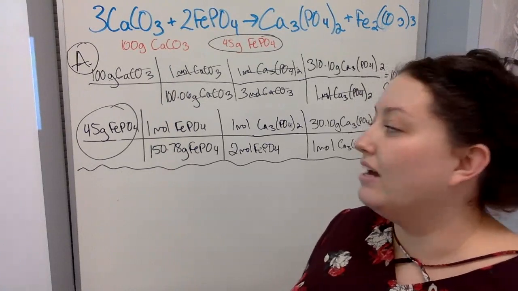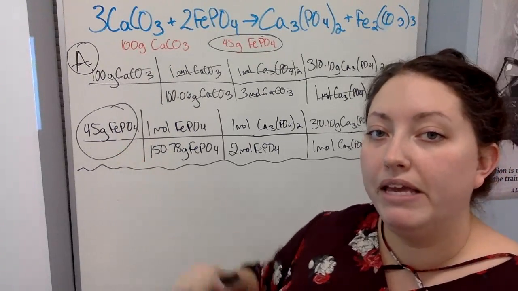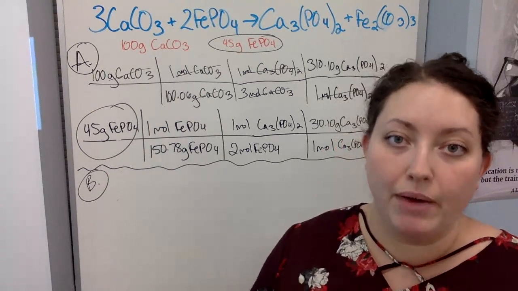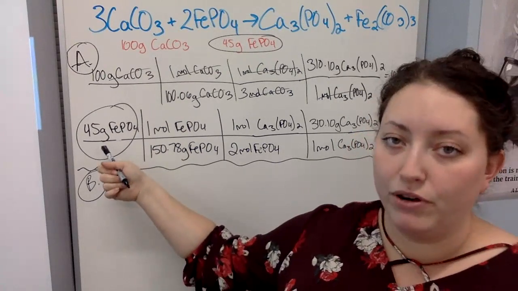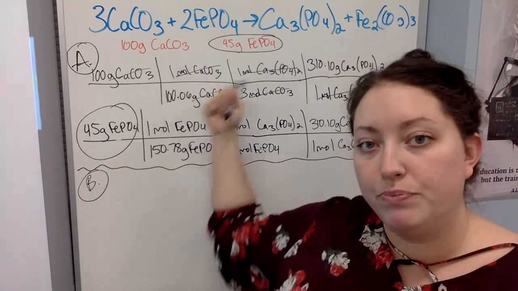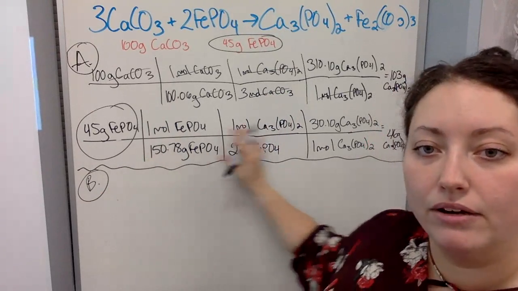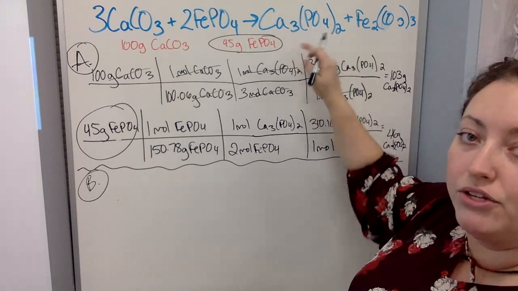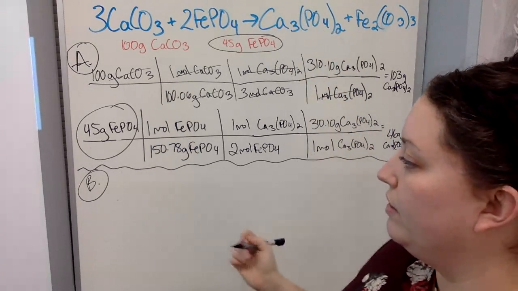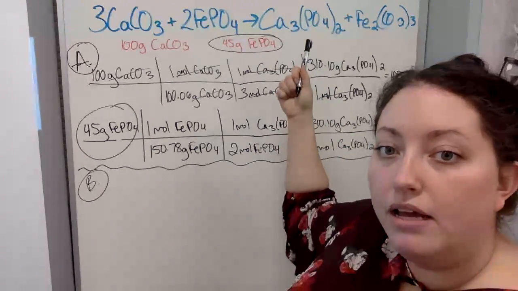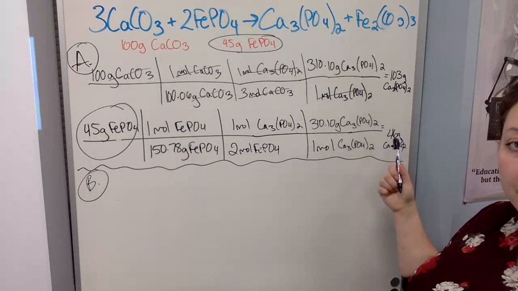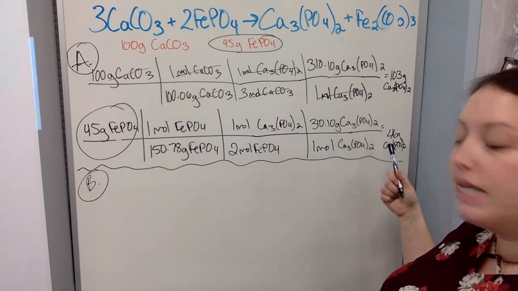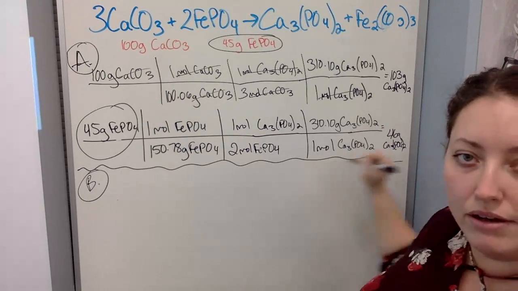So for B, now that we know what our limiting reactant is, B is asking you to figure out how much of each product can be produced using that much limiting reactant. So if I only have 45 grams of iron phosphate, how much of each product can I make? Well, you already did that here for this product. On the very first part, you figured out how much of this product you can make. So that's already done, and you can just write that in there. You know that the calcium phosphate, you can only make 46 grams of it. So using your 45 grams to start, you can only make 46 grams of this product, and you would want to just indicate that under B.